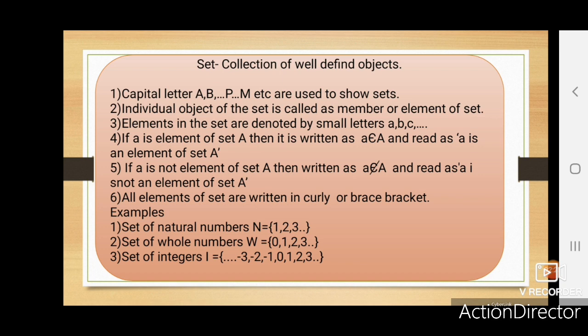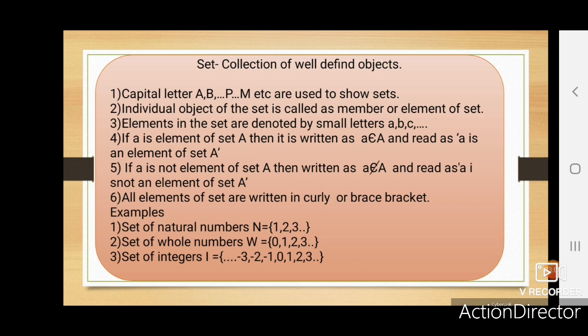Rule 4: If a is an element of set A, then it is written as a belongs to A and read as a is an element of set A. Rule 5: If a is not an element of set A, then it is written as a does not belong to A and read as a is not an element of set A. Rule 6: All elements of a set are written in curly or brace brackets.